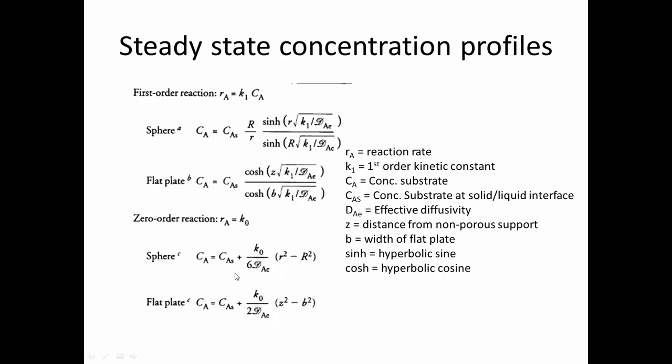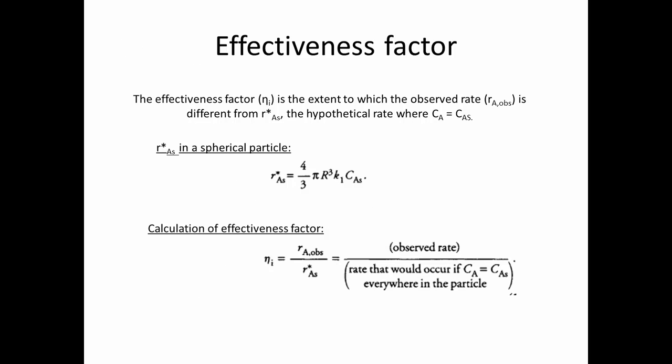Here's the sphere. Again, we're looking at the radii, the shell radius, and the overall radius with the flat plate. Again, we're talking about that Z and that B here. So we've got these different reactions, either first order or zero order, to consider here, if we're looking at concentration profiles of substrate that are affected by diffusion and effective diffusivity.